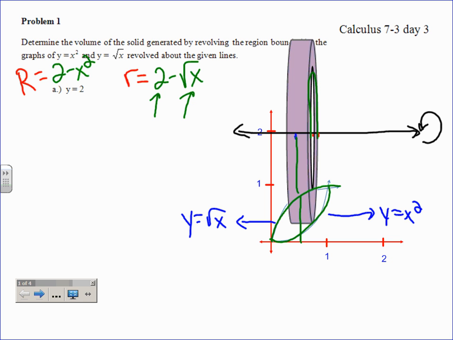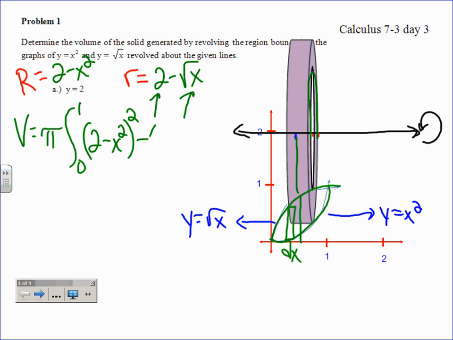So here we go, volume, pi. You don't have to put pi out front if you don't want to. From where to where? 0 to 1. That's because if I did put a rectangle in here, it would be dx, correct? And so we have to go from 0 to 1. So now you put big R in, and I have to square it, minus little r squared, dx.